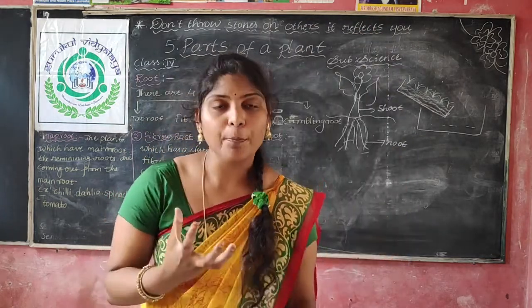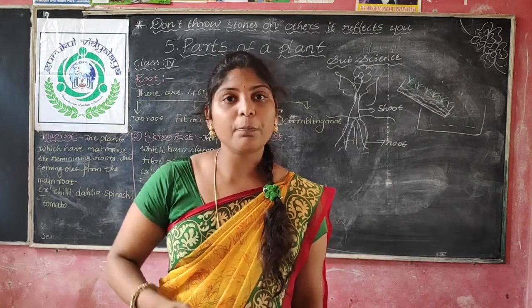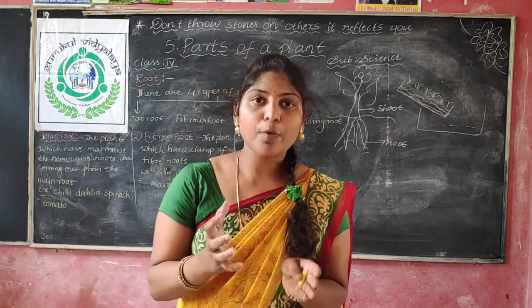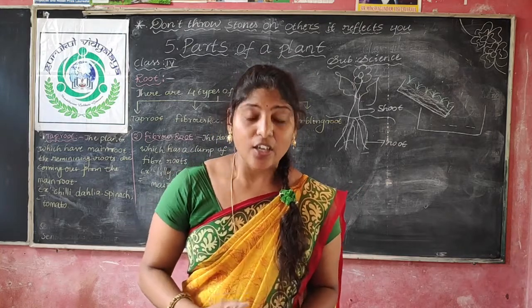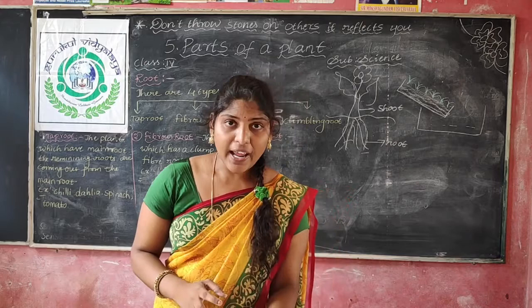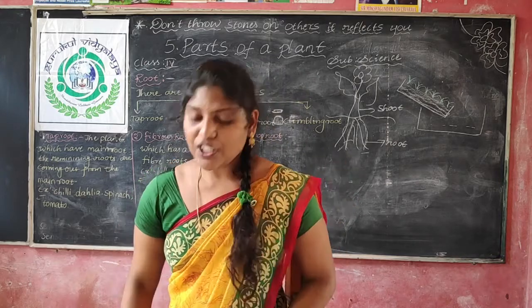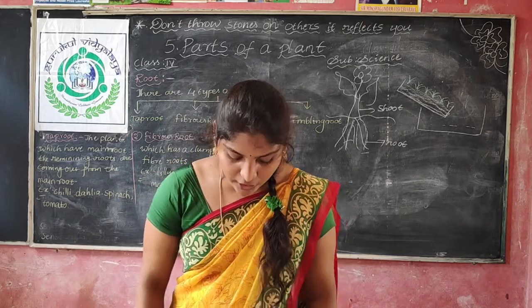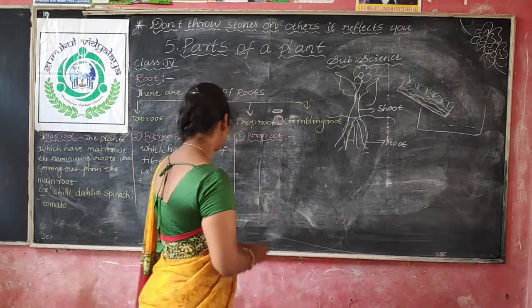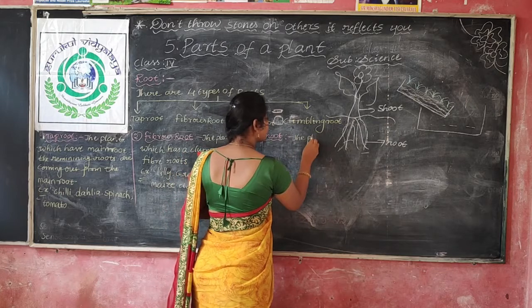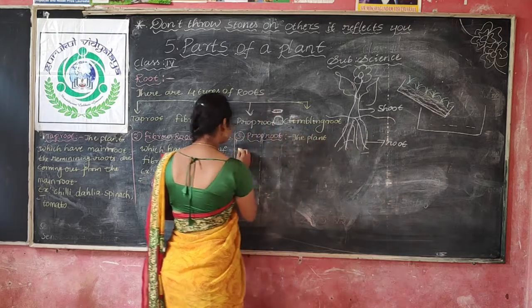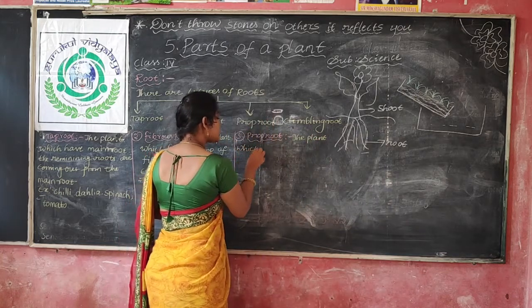So it is a prop. Prop means giving support to the plant to stay there. Understood? Prop means what? Giving support to the plant to stay there. So it is propping the plant. That is why we call that type of root a prop root. What do we call that type of root? Prop root.